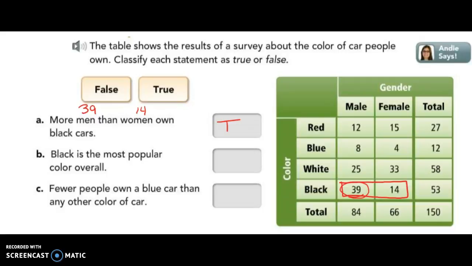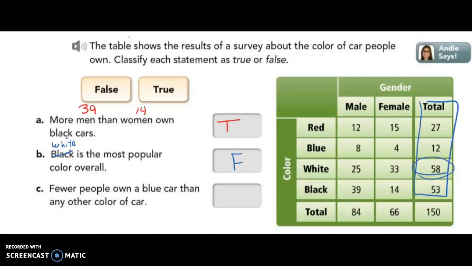Then the second question says, black is the most popular color overall. So we are going to look not at male or female, but at our total numbers. And we're going to compare and see which one is the most popular. So we have 27, 12, 58, and 53. So this one is false. We're going to cross out black and we're going to write in white. White is the most popular color of car for these particular people that we are looking at.